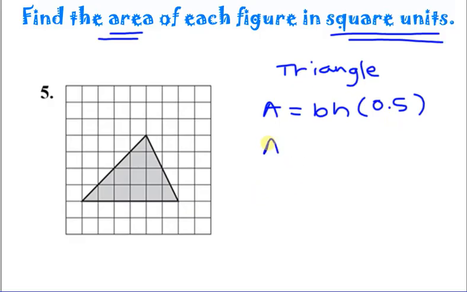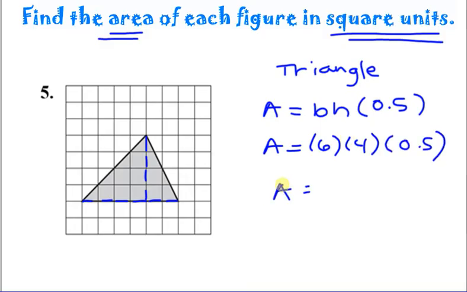So, area equals, what is the base of this triangle? 1, 2, 3, 4, 5, 6. 6 units. What is the height? Now remember, the height goes from the tallest point to the lowest point. 1, 2, 3, 4. And then times 0.5. When you put that all in your calculator, 6 times 4 times 0.5, you're going to get 12 units squared. Okay?